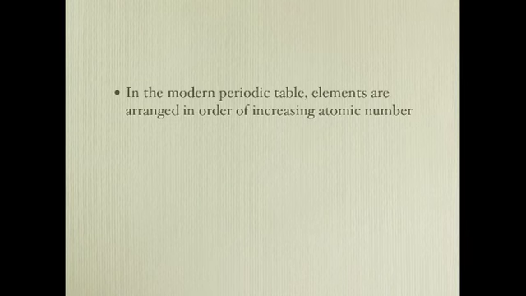Now, in the modern periodic table today, we put them in order by atomic number. If you notice, it goes from 1 through whatever, 110 or whatever it is. That's the atomic number, the number of protons in each element. And that's how they're arranged in there.